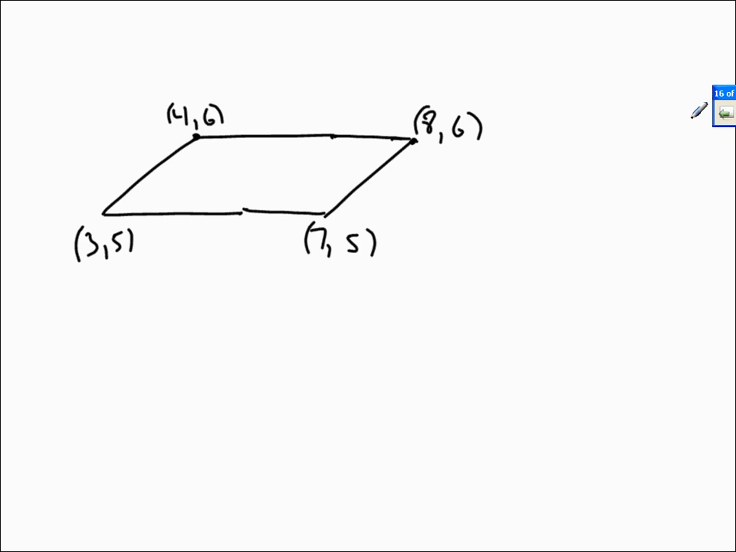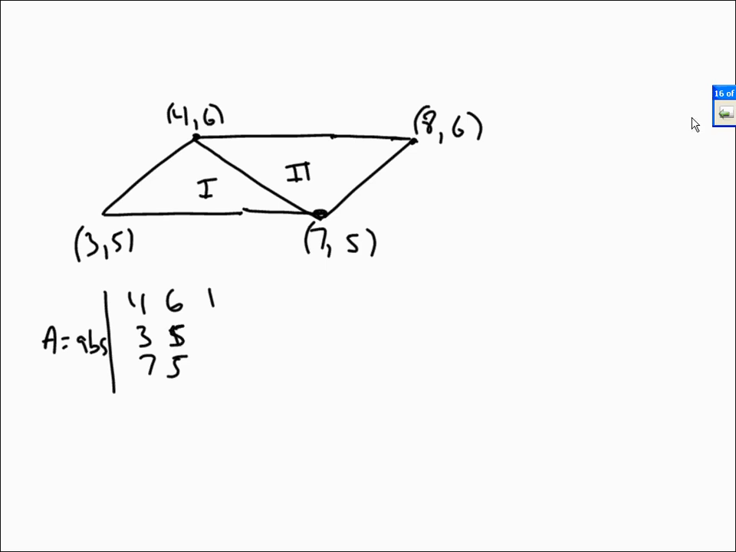Well, whether you draw this or not, I just split it into two equal triangles. Let us find the area of triangle 1. That is just, so it's going to be A is equal to the absolute value of this determinant. Just write down 3 points. 4, 6, 3, 5, 7, 5. Leave one out. Just leave one out. And 1, 1, 1.